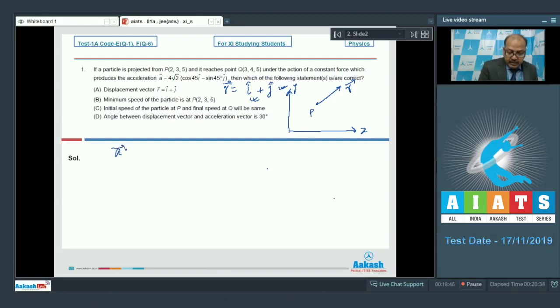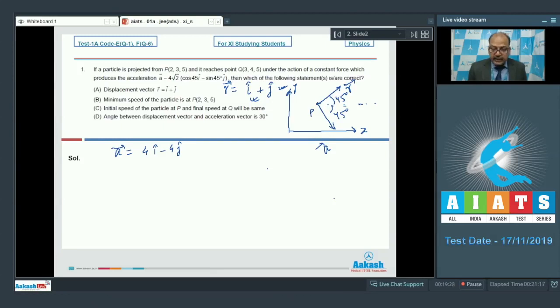If I draw the acceleration vector, we can see on simplification it is 4î − 4ĵ. So the acceleration vector makes 45 degree angle with X axis and 45 degree angle with the negative Y axis. Which means the acceleration vector is something like this. Now if this is the X axis, this line is parallel to X axis, this angle is also 45 degree and this angle is also 45 degree. That means the acceleration vector is perpendicular to the displacement vector.